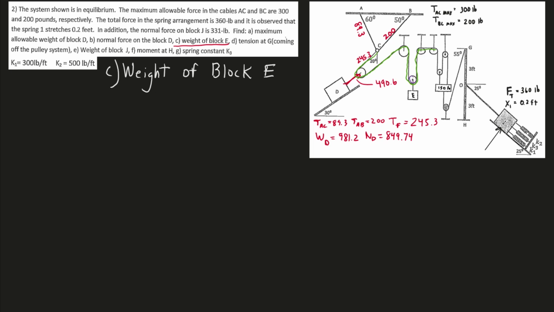Well, we can do a quick FBD on this pulley right here. Here's our pulley. We have 245.3 going in and out. So that's two of these 245.3 forces. What force do we have going downwards? Well, that is the weight of block E. And of course, we didn't have to do any sum forces crazy math here. This just must equal the sum of these two for there to be force balance. 245.3 times 2, 490.6 again, pounds.